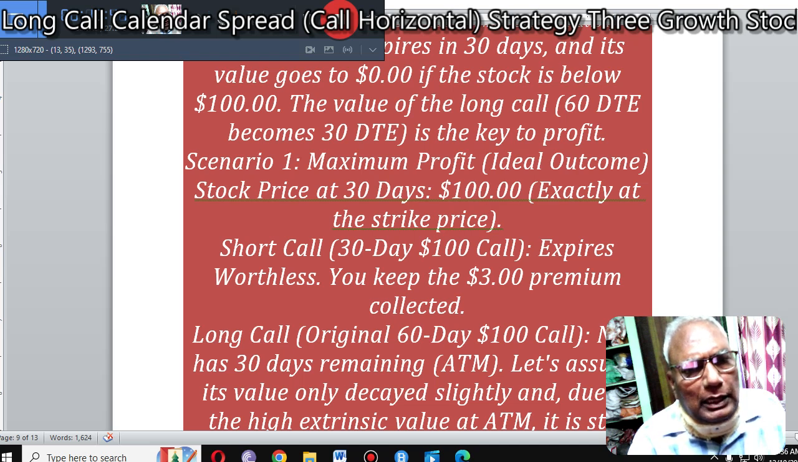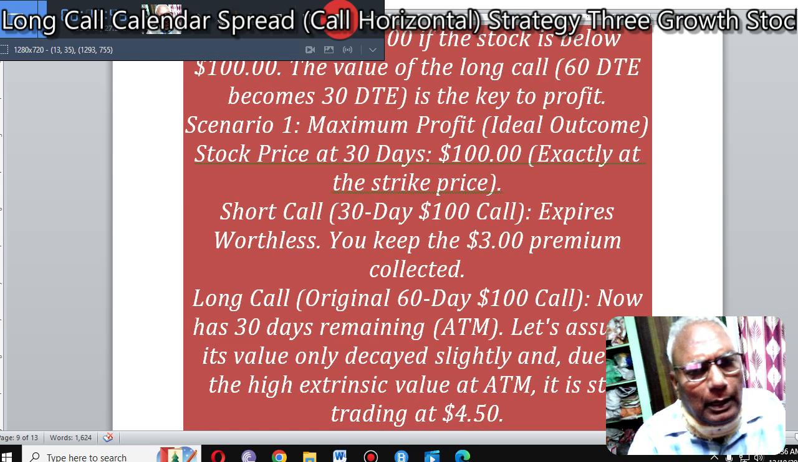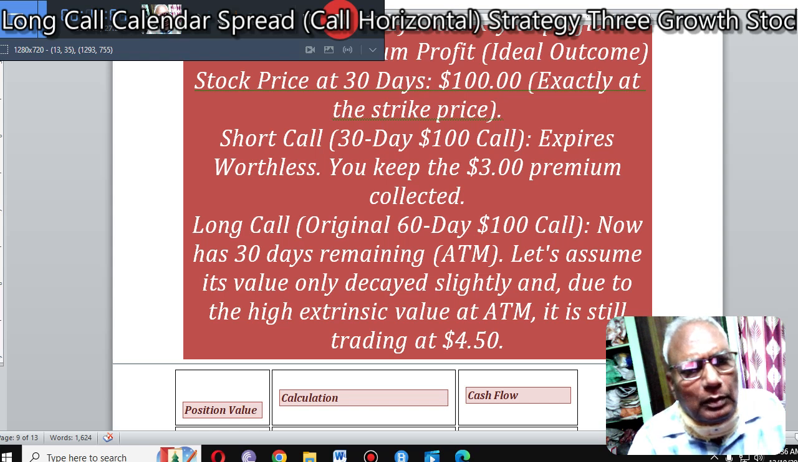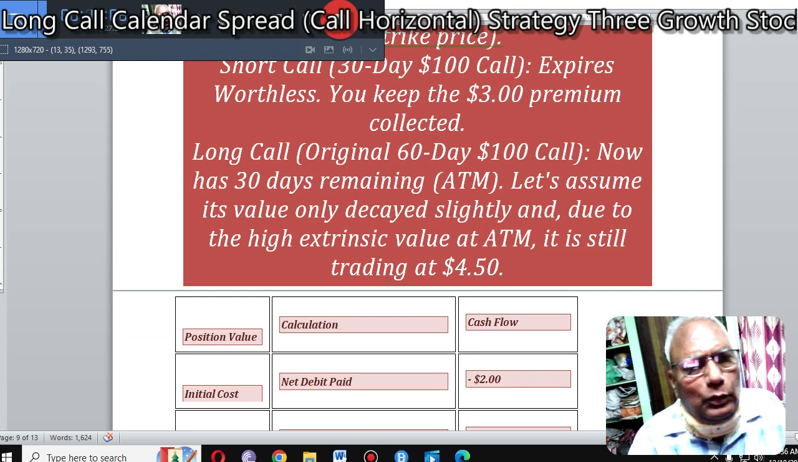Short call, 30 days: the $100 call expires worthless. You keep the $3 premium collected. Long call, original 60 days: the $100 call now has 30 days remaining, at the money. Let's assume its value only decayed slightly, and due to the high extrinsic value at the money, it is still trading at $4.50.